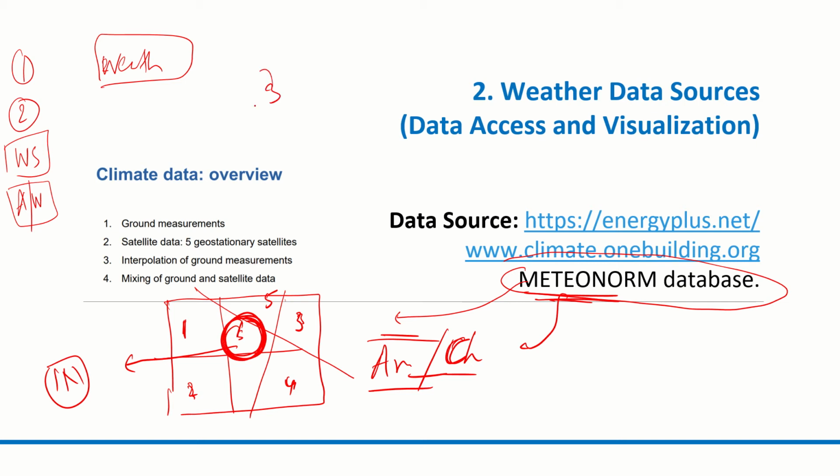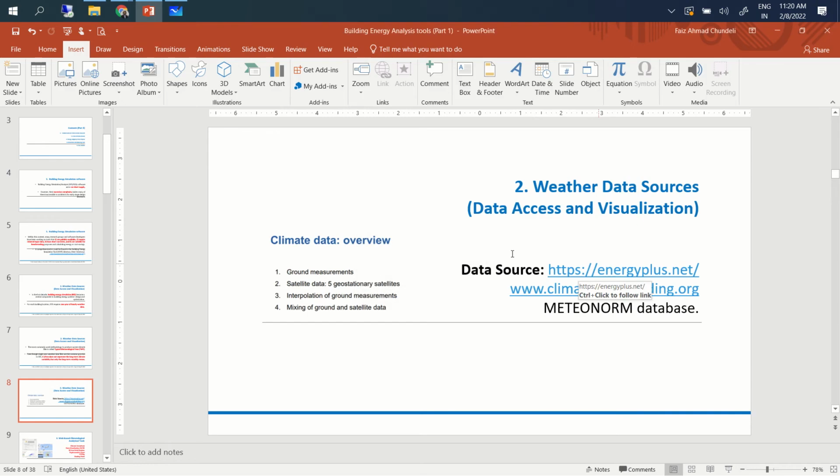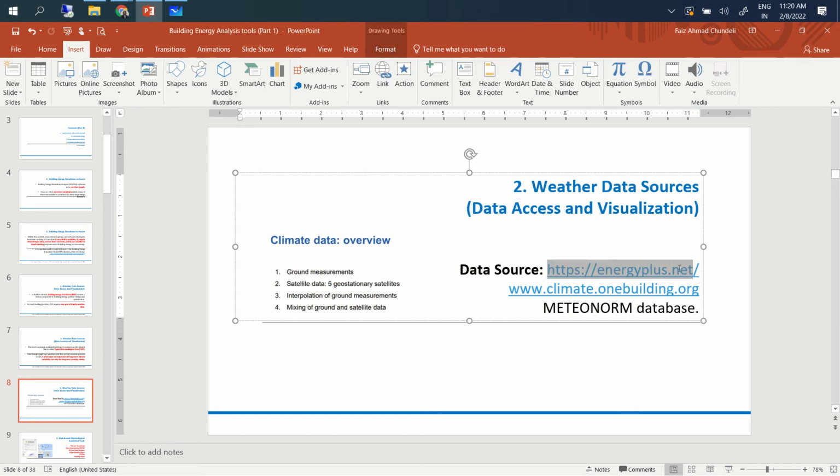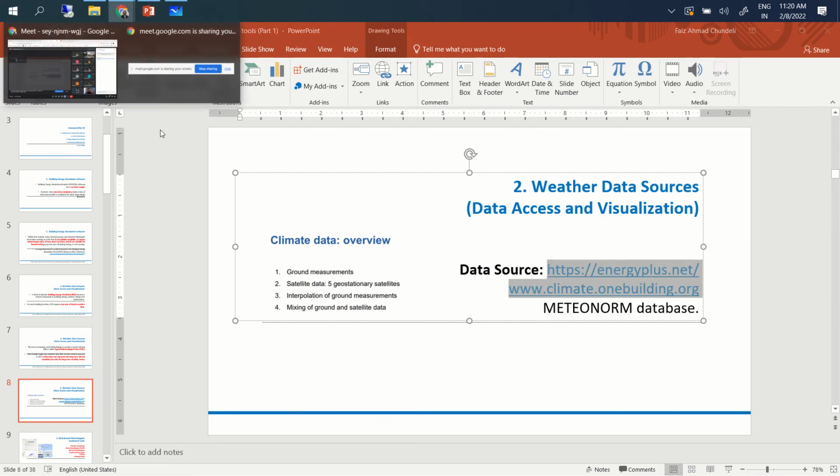The third part is, of course, we have a lot of open source data available for major cities in India and across the world that we can look for. There are 2 ways in which you can look. One is called the Energy Plus database, and the second one is called Climate One Building. I'll show you the site itself so that you can also have a look at it. The first one is Energy Plus. I'll put both of them in the chat box, and you can also explore in parallel.